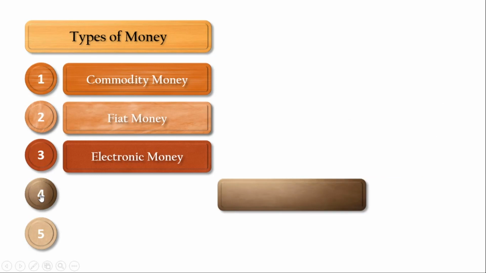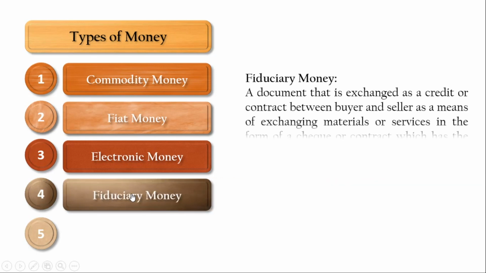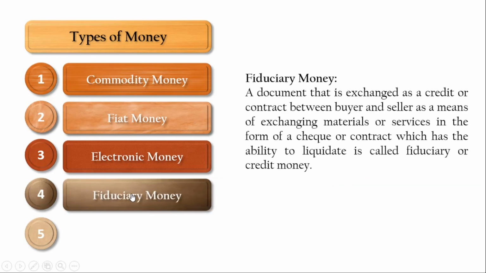4. Fiduciary money. A document that is exchanged as a credit or contract between buyer and seller as a means of exchanging material or services, in the form of a check or a contract, and has the ability to liquidate is called fiduciary or credit money. In exchange or receipt of this type of money, there is no continuous transaction during the delivery of the goods or services. But first is the provision of services or the delivery of the goods. Then the money is paid to the seller or service provider on the basis of credit, such as a government or company's contract or a contract with any individual.